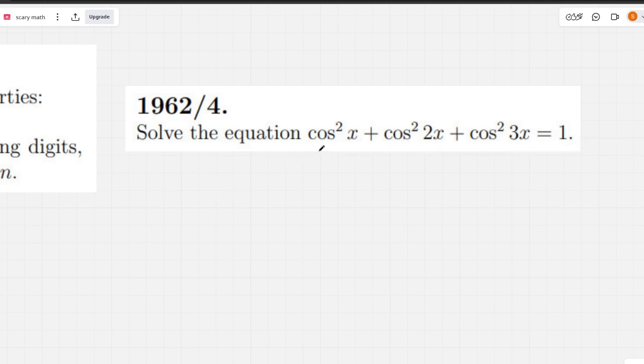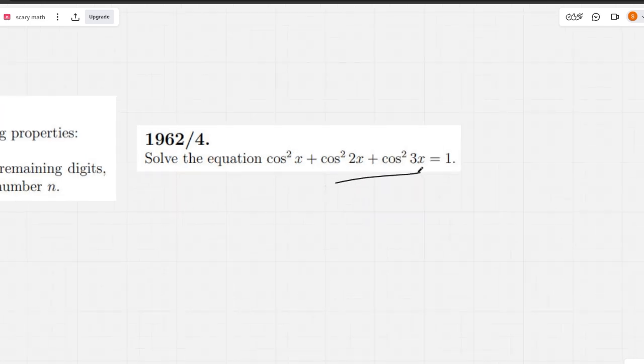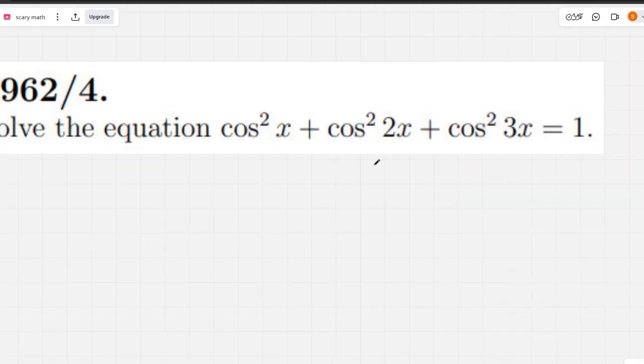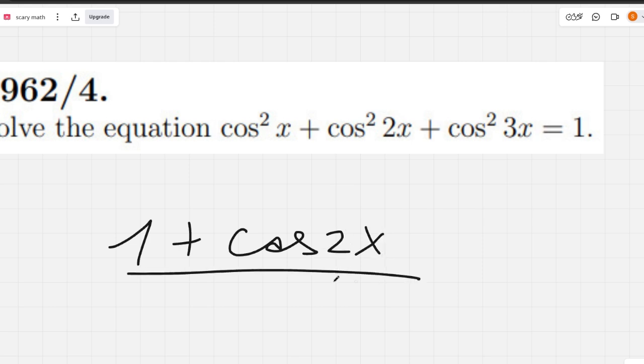So we have the sum of squares of cosine of x, cosine of 2x, and cosine of 3x, and it's supposed to equal 1. Now, immediately, you can note two things. First of all, the squares allow us to double the argument while getting rid of the squares. So cosine squared of x can be rewritten as (1 plus cosine of 2x) over 2.